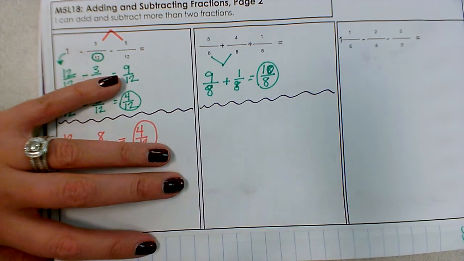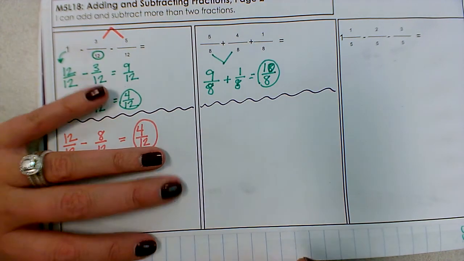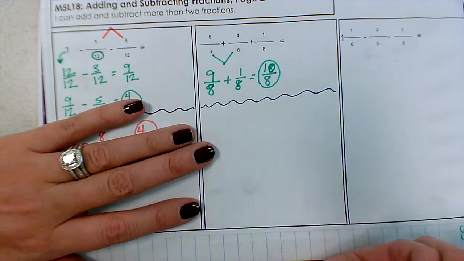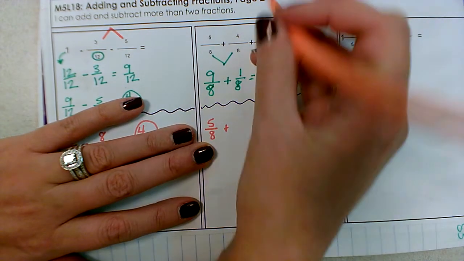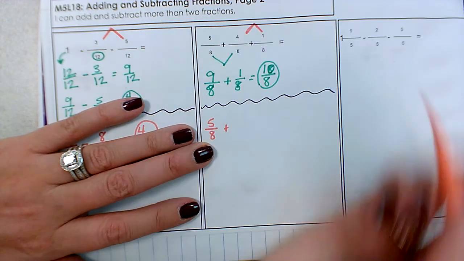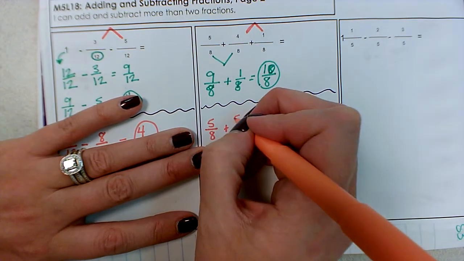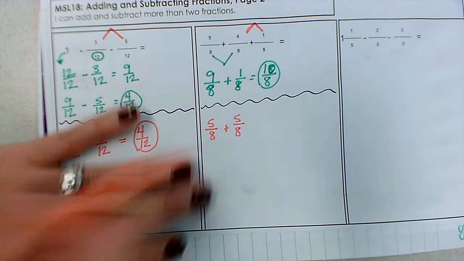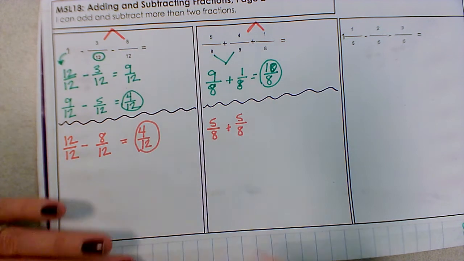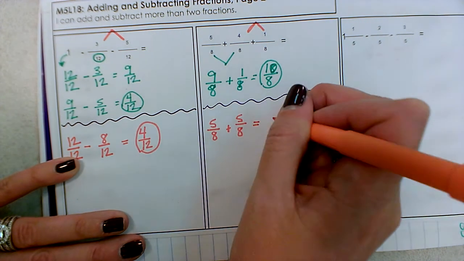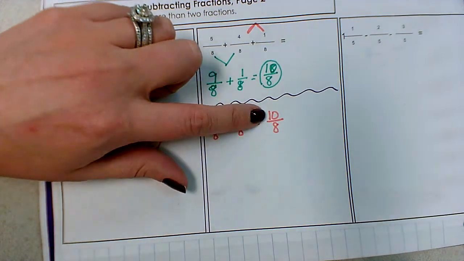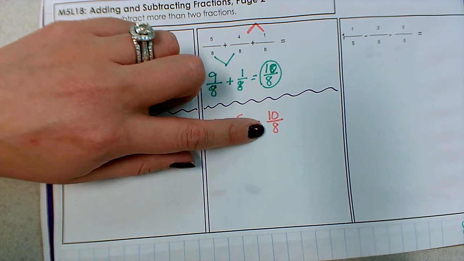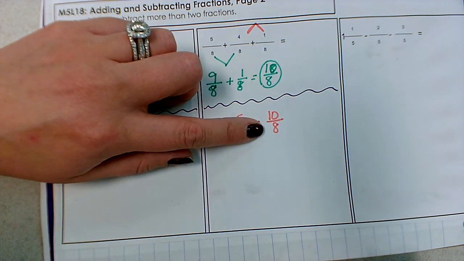But I know I can solve this again, and I can rename that 10/8. So this time I'm going to say, all right, let's stick with 5/8 plus, and I'm going to combine these two, add those two up together to get 5/8, 4/8 plus 1/8. And I know that 5/8 plus 5/8 equals 10/8. But I notice that because my numerator is larger than my denominator, my answer is greater than 1 whole.